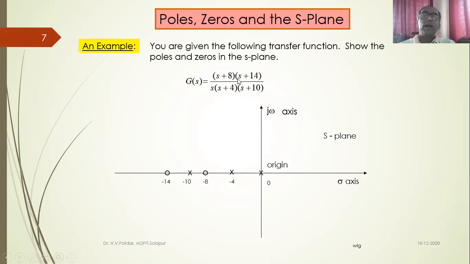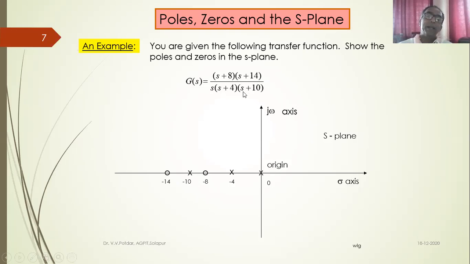Now, the second zero: at S equal to minus 14, the numerator becomes 0 and the entire ratio becomes 0. So S equal to minus 14 is my second zero. One more hollow circle. So two zeros are plotted on the negative real axis because these factors are real factors. If the factors are imaginary, I need to plot them on the imaginary axis. If the factors are complex conjugates, I take the real part and imaginary part and plot accordingly. So minus 8 and minus 14 are the zeros plotted in the S plane.